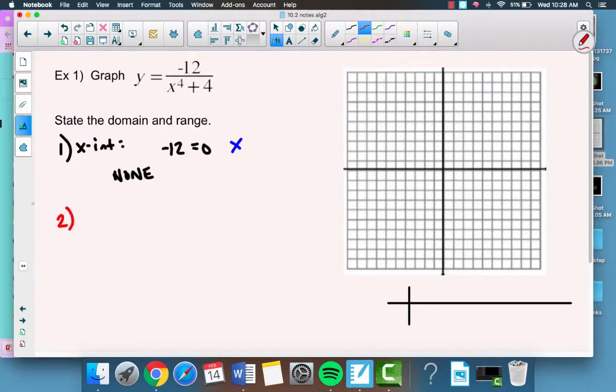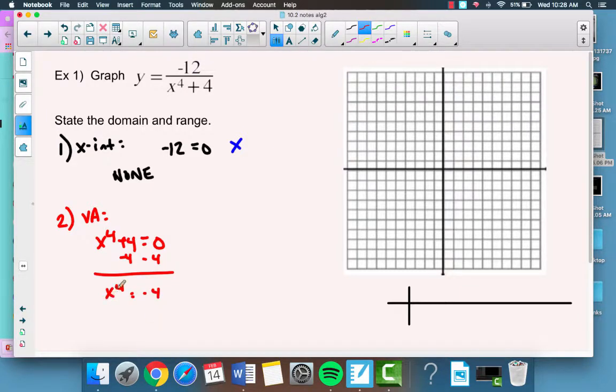So step 2 is to find the vertical asymptote. So to find the vertical asymptote, remember we set the denominator equal to 0. So we're going to have x to the fourth plus 4 equals 0. So if I want to start solving this, I'm going to subtract 4 over to the other side. And I get x to the fourth equals -4.